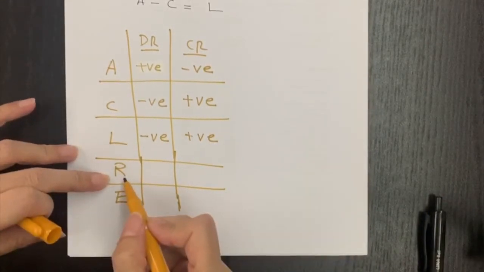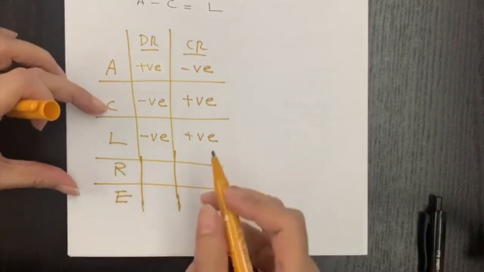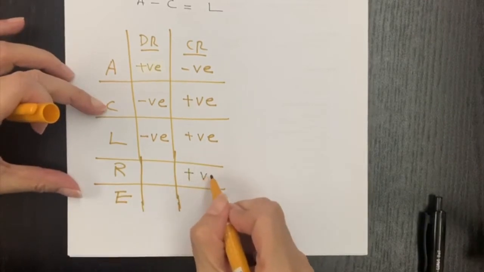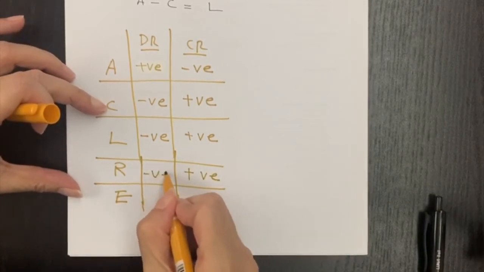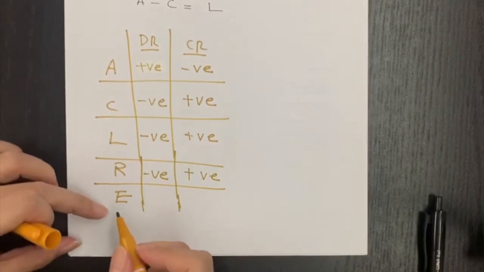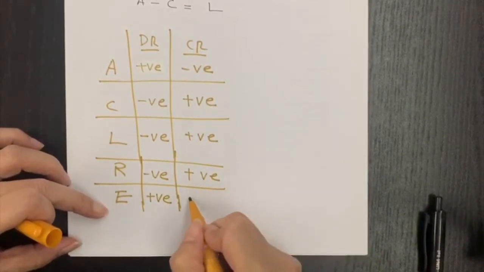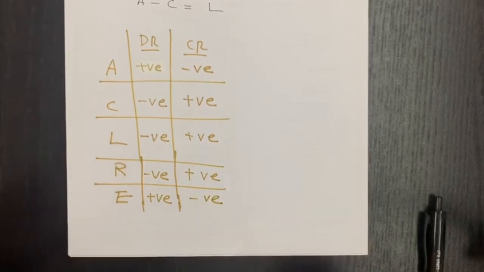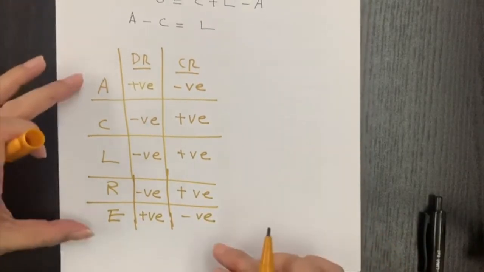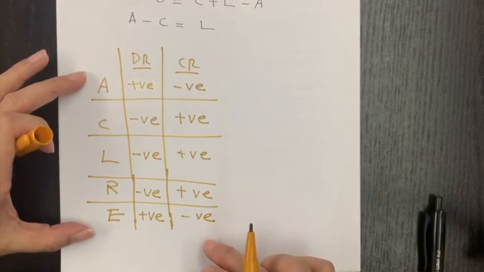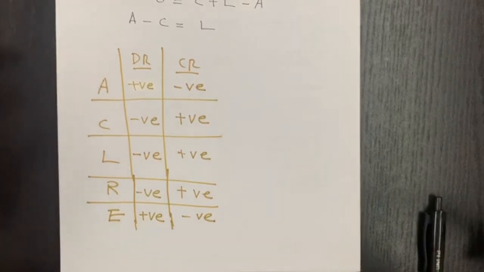Okay, revenue is a good thing to the owner, which will increase capital, so it is positive on the credit side, and this is negative. All right, how about expenses? Expenses is a debit item. So this is negative. This is a very basic and also very important concept about accounting.